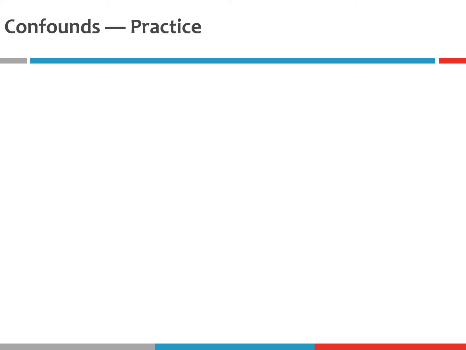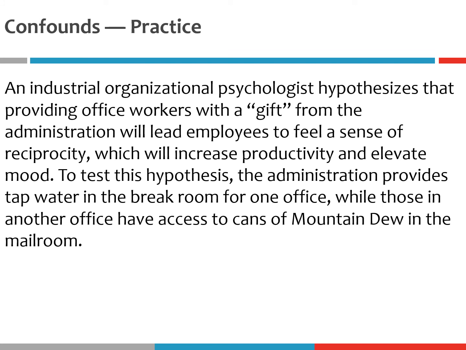So let's look at a practice problem with confounds because they're important. An industrial organizational psychologist hypothesized that providing office workers with a gift from the administration will lead employees to feel a sense of reciprocity, right? So they're going to give back, which will increase productivity and elevate mood. To test this hypothesis, the administration provides tap water in the break room for one office, while those in another office have access to cans of Mountain Dew in the mailroom. So this is the idea that if you get a gift from your employer, right, you're going to work harder for them.